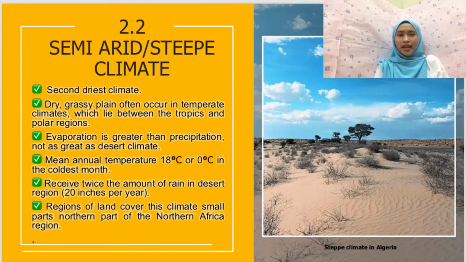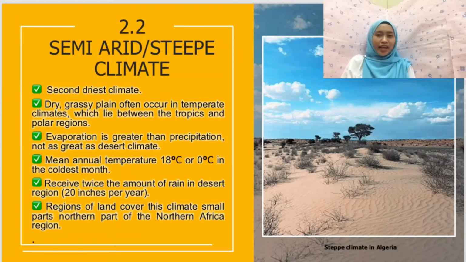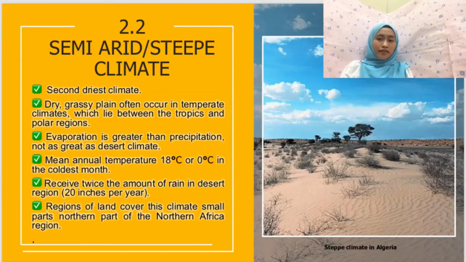Secondly is semi-arid climate or steppe climate. This climate in this region receives precipitation below potential evapotranspiration, but not as low as a dry arid climate. The dry, grassy plains often occur in temperate climates which lie between the tropic and polar regions. The mean annual temperature is between 18 Celsius and 0 Celsius in the coldest month. It receives just twice the amount of rain of desert regions, which is 20 inches per year. A small part of Northern Africa is covered by this climate.